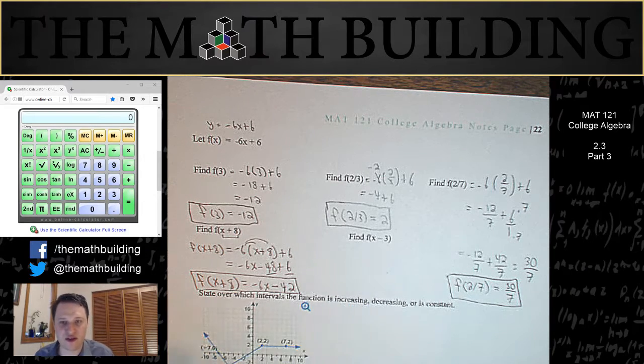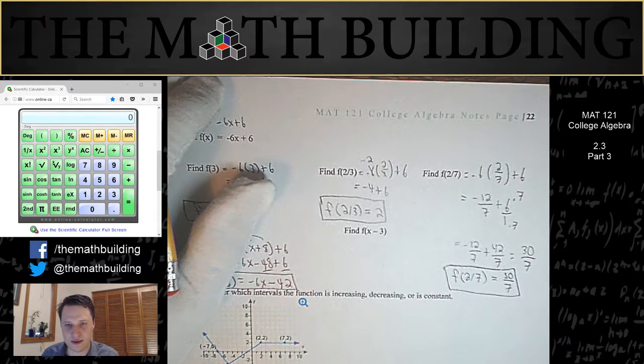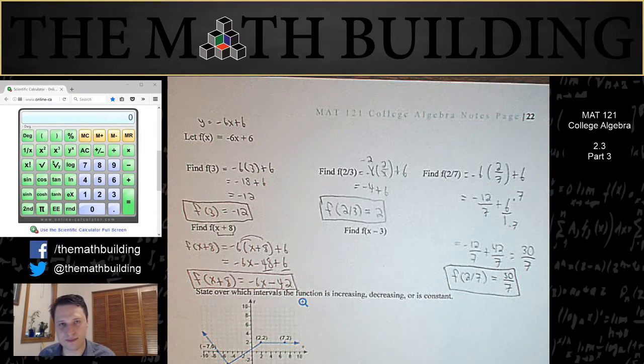See if you can do this next one on your own. See if you can find out what this function would be. Go ahead and pause the video and see if you can get it. Hopefully you gave it a shot. Let's see if you got it.